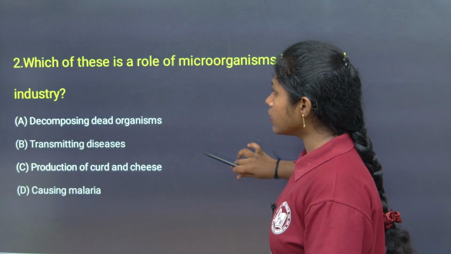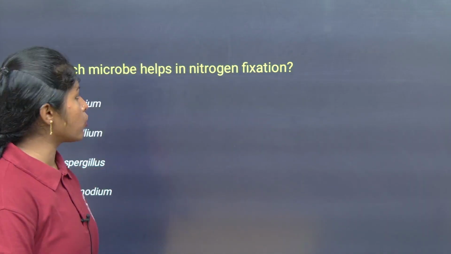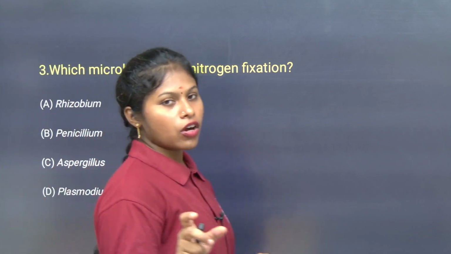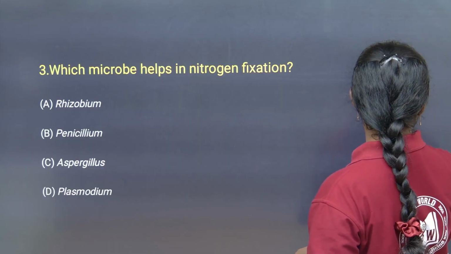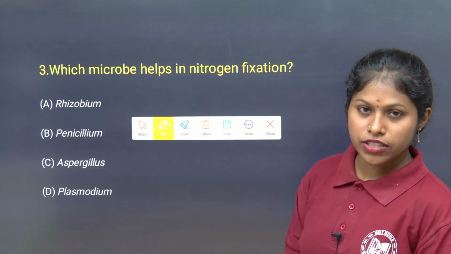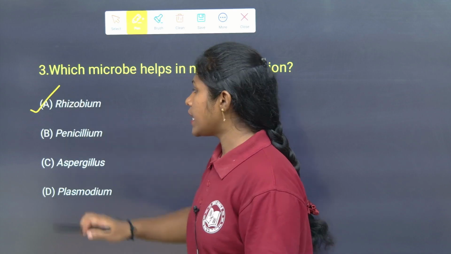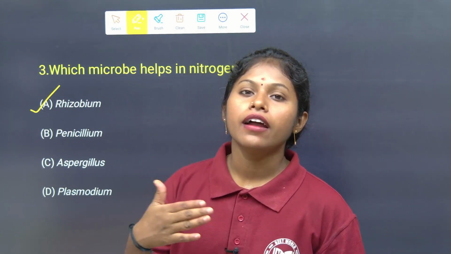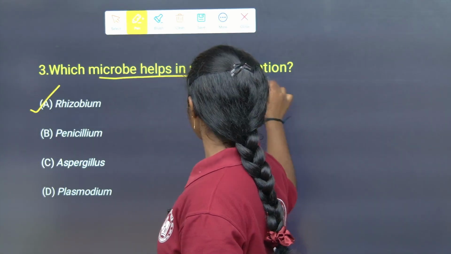Coming to the next question. Which microbe helps in nitrogen fixation? We all know the common exam always draws from the first chapter of the 8th standard, crop production and management, where we study that nitrogen fixation happens by symbiotic association. A good example is rhizobium. Rhizobium, a bacteria, is present in the root nodules of plants. It helps in the fixation of nitrogen. So rhizobium is the correct answer.